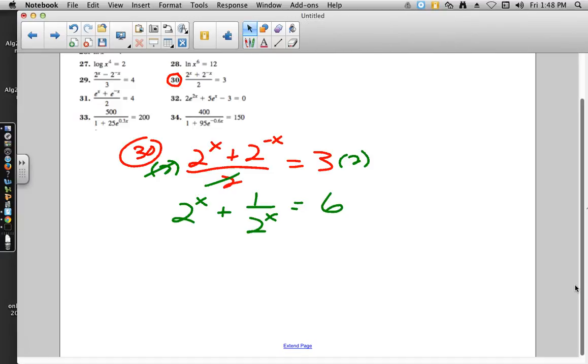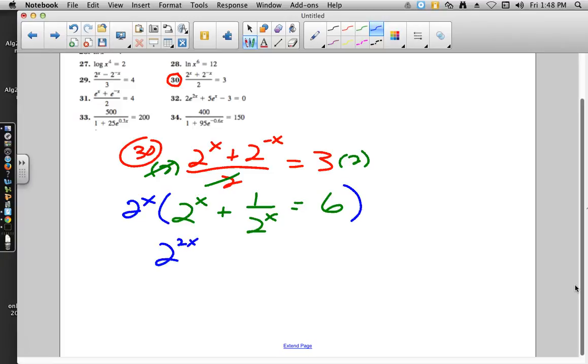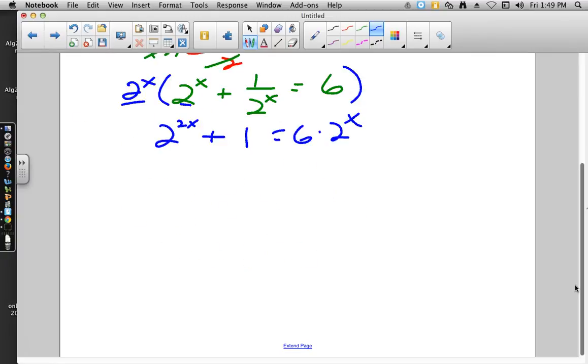And again, just like last time, we're going to go ahead and multiply everything by 2 to the x to get rid of that denominator of 2 to the x. And of course, 2 to the x times 2 to the x, we have the same base, so we add the exponents, and x plus x is 2x. We'll have a 1 in the middle because the 2x's will cancel out, and we'll have 6 times 2 to the x.